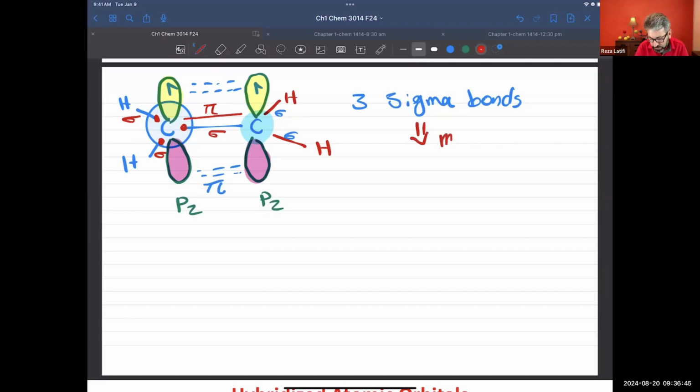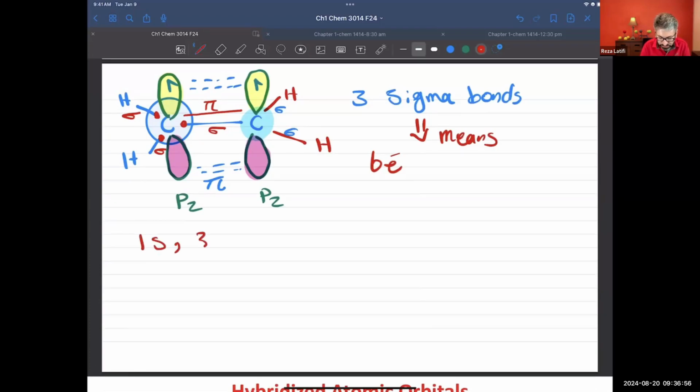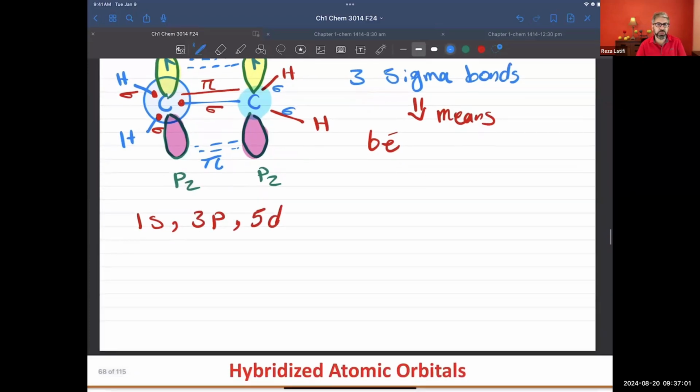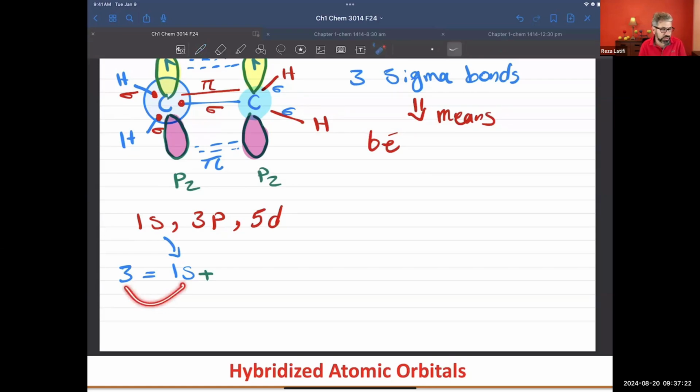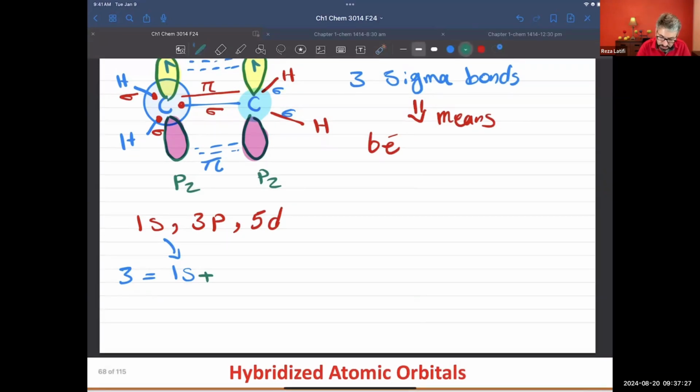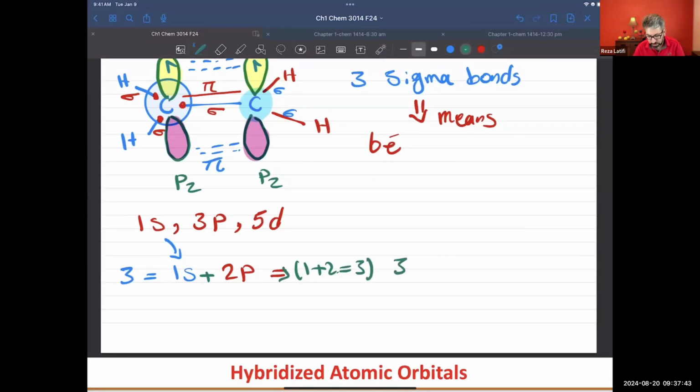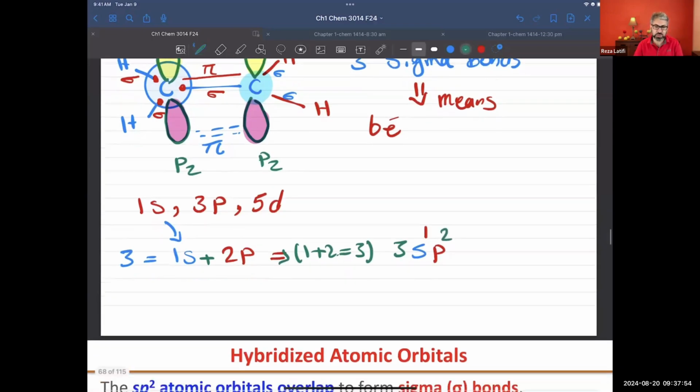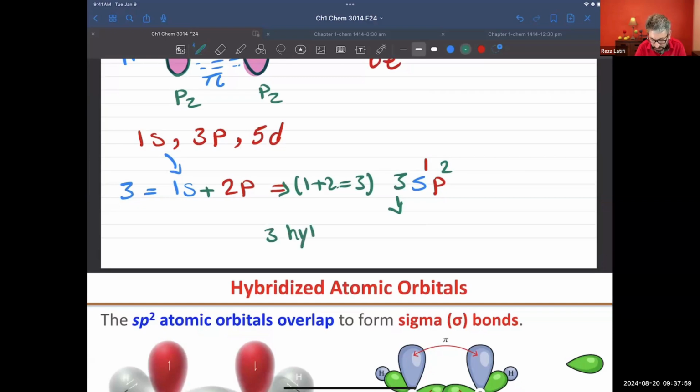3 sigma bonds means 6 electrons. I need to accommodate 6 electrons. So I'm going to write this for myself: I have 1 from s, 3 from p and 5 from d. How many orbitals do I need to accommodate 6 electrons? I need 3 orbitals. How do I know it? Because I made 3 sigma bonds. Now from s, I'm going to use 1 because the max I have is only 1. And from p, how many do I need to reach 3? Right now we have 1 s. We need 2 more from p to make it 3. So 2 from p, and that's going to give us 1 plus 2, we get 3. So we got 3 hybrid orbitals. The first one is s, the second one is p. From s we use 1, and from p we use 2 of them.